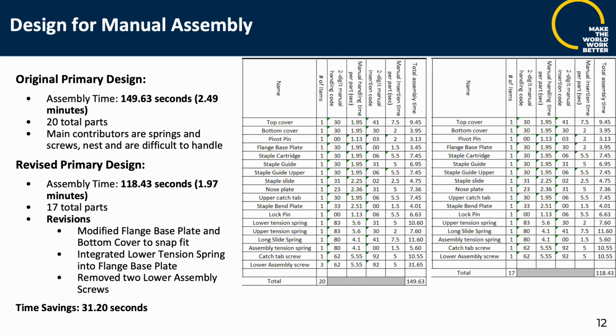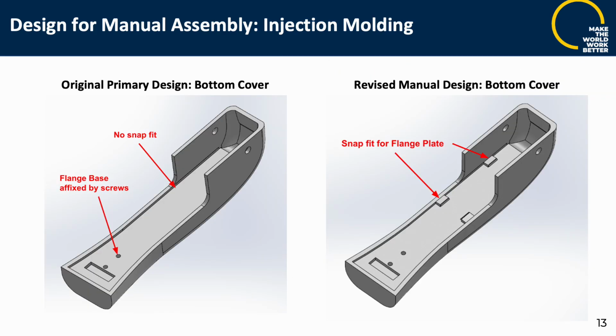The main revisions are that the flange base was modified to snap fit into the bottom cover, and we integrated the lower tension spring into the flange base plate, which removed 2 lower assembly screws. In total, this saved 31 seconds.